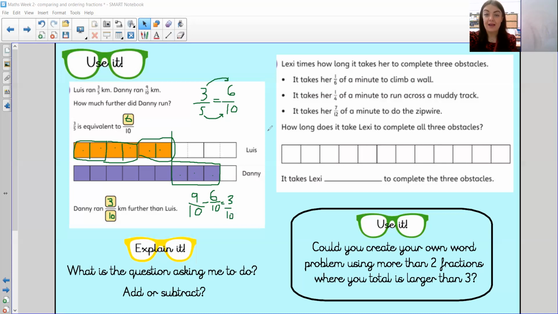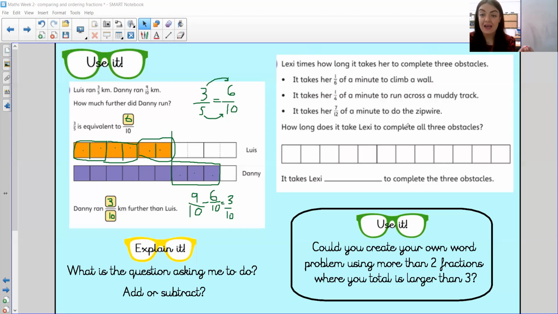It's a little bit trickier there, a few more steps for that one. So this one here, let's first put our explain it glasses on. What are they asking us to do? Lexi times how long it takes her to complete 3 obstacles. It takes her 1/6 of a minute to climb a wall. It takes her 1/4 of a minute to run across the muddy track. It takes her 7/12 of a minute to do the zip wire. How long does it take Lexi to complete all 3 obstacles?